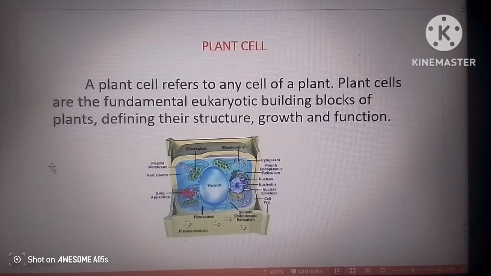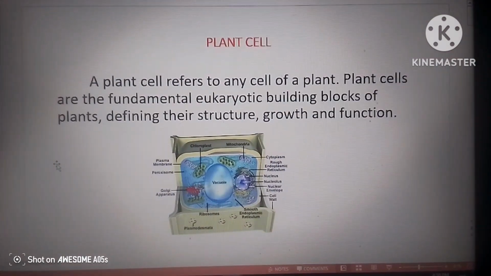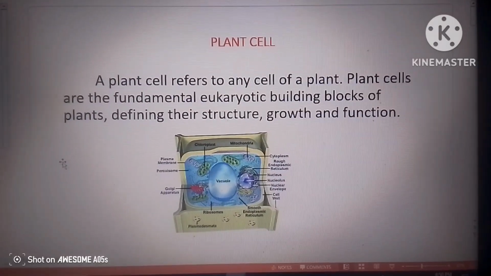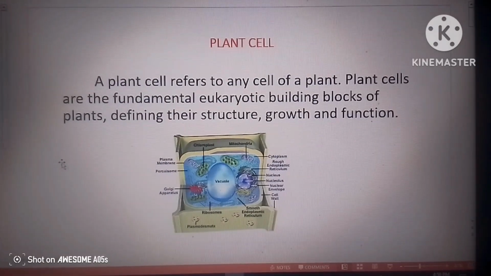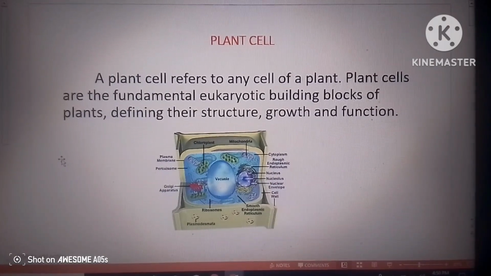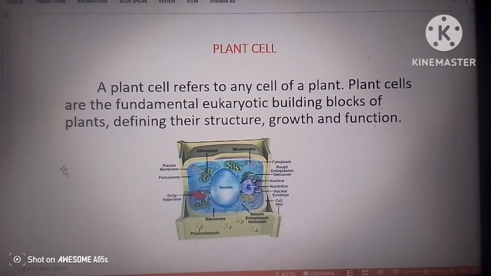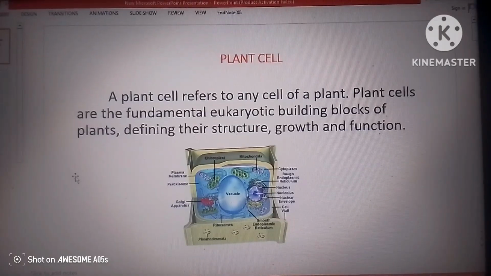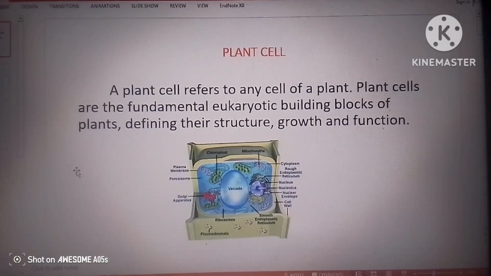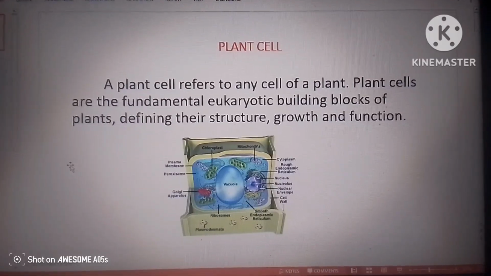A plant cell refers to any cell of a plant. Plant cells are the fundamental eukaryotic building blocks of plants. That means, just as a building is made up of bricks, the same way plants are made up of plant cells. Cells are rectangular in shape and plant cells have different cell organelles. Each cell organelle has a unique structure, growth and function.